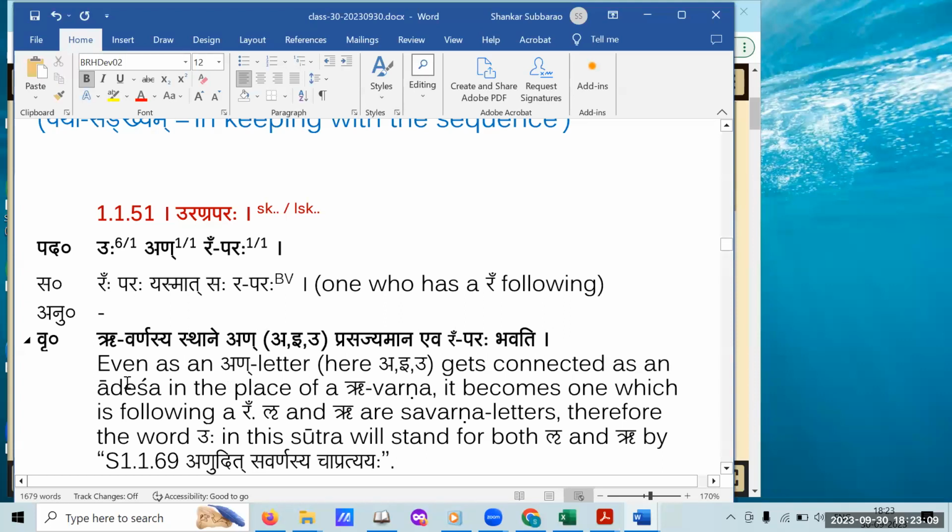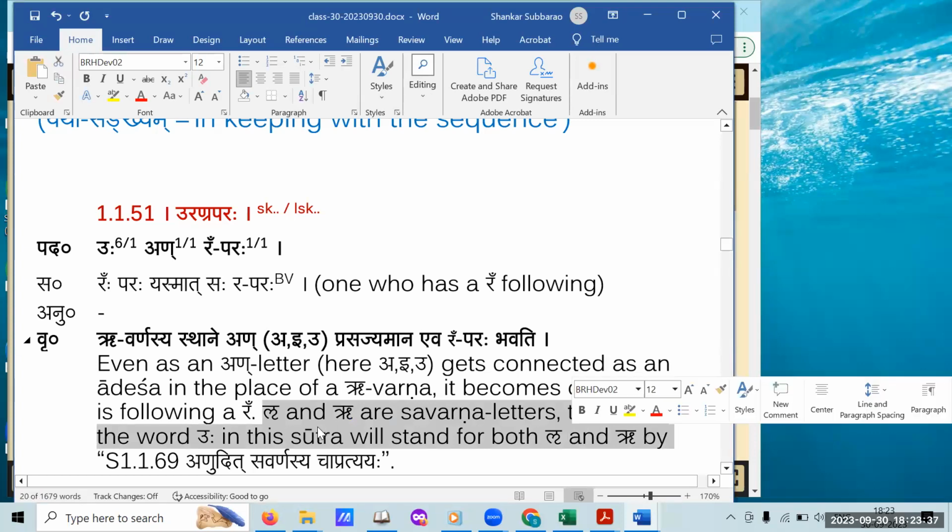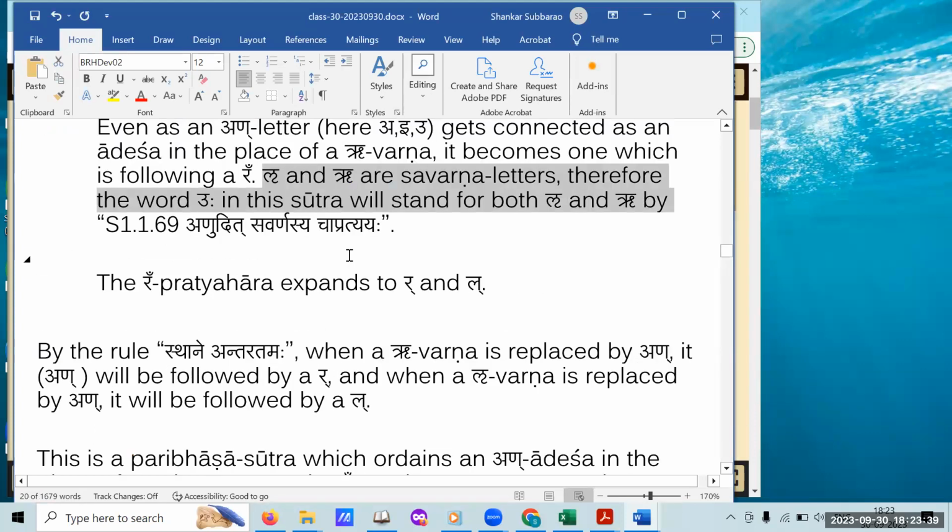Therefore, even as an un letter, a, e, u gets connected as an adesha in the place of an r varna. R is not just r; it is r with savarnas, r and l. Then what happens? It becomes one which is followed by ra. So l and r are savarna letters. Therefore, the word ur in the sutra will stand for both l and r. By what rule? Anudit savarnasya cha apratyaya. I have not told you the sutra probably, but I have explained what you have to do. So the ra pratyahara expands to ra and la.